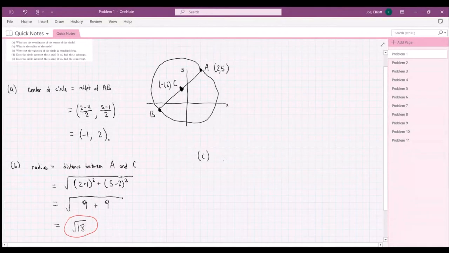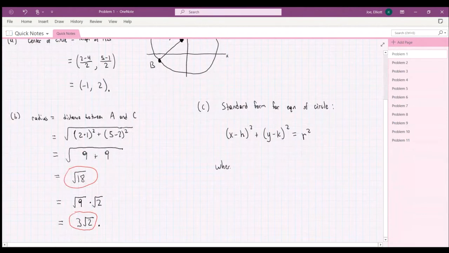But yeah, so the standard form for the equation of a circle. Let's talk about what that looks like. So the standard form for the equation of a circle looks something like this. It's x minus h squared plus y minus k squared equals r squared, where h and k are the x and y coordinates at the center of the circle. And then, of course, r is the radius. Okay?